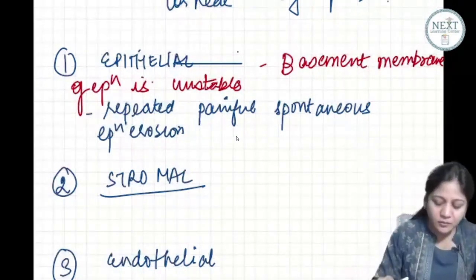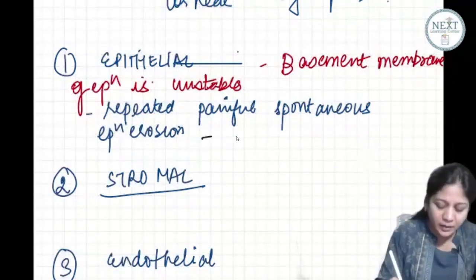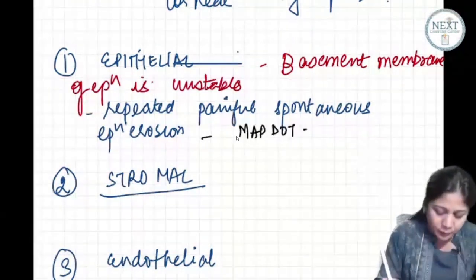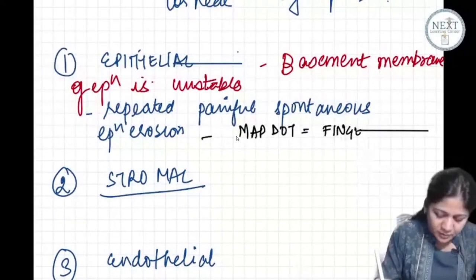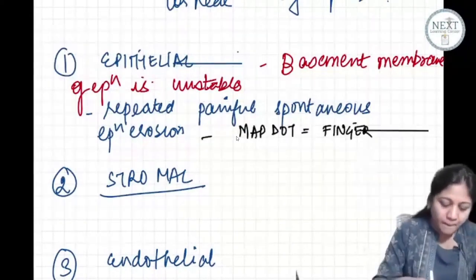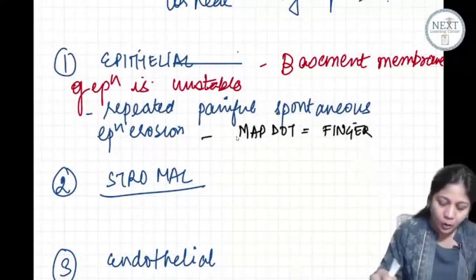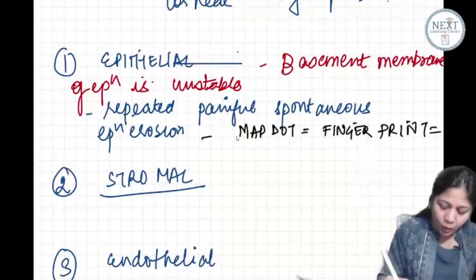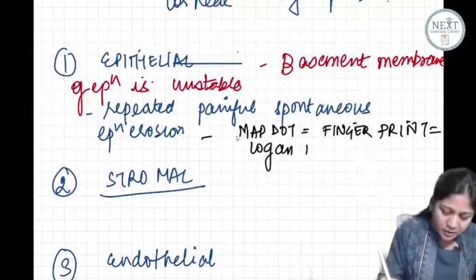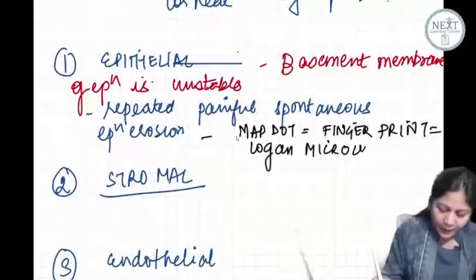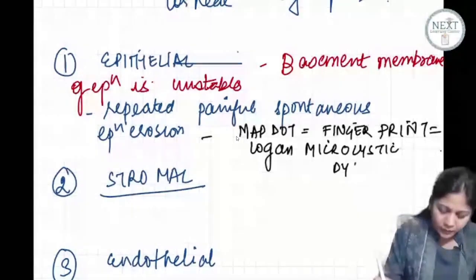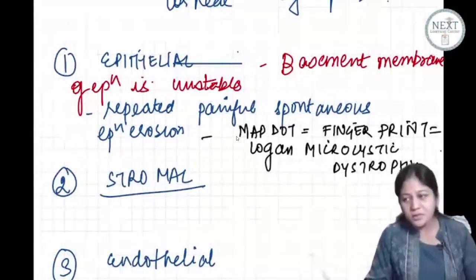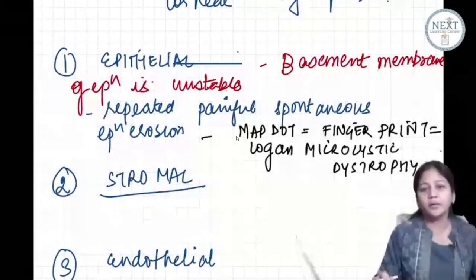Now the next thing which you have to learn is the name. What is the name? The name is map-dot, or fingerprint, or Cogan microcystic dystrophy. Okay? So three names here: Cogan microcystic, or fingerprint, or map-dot.